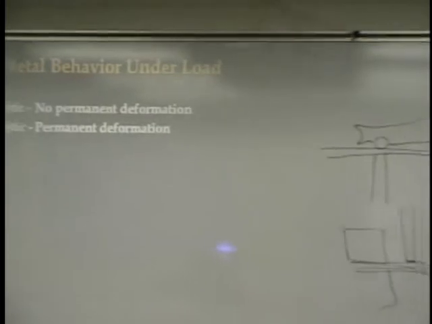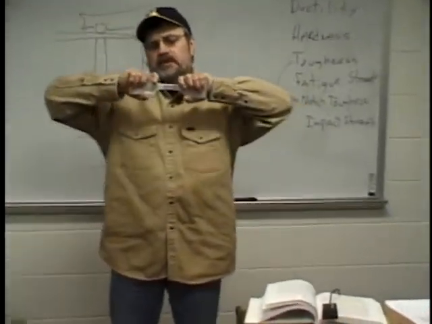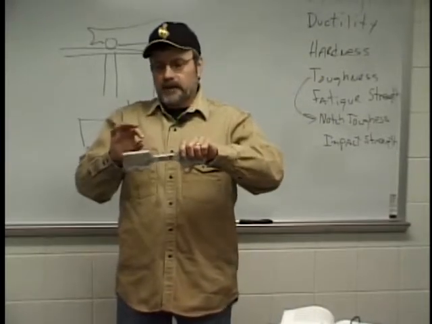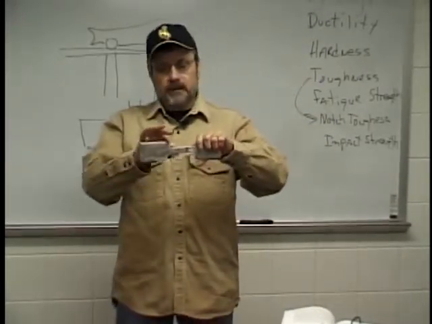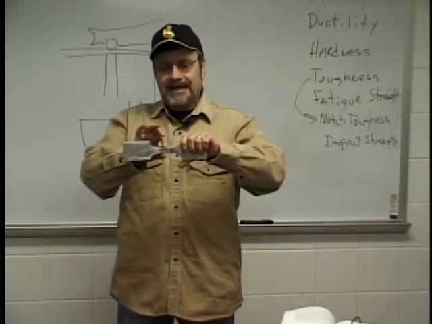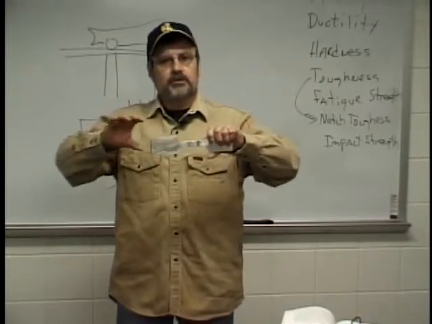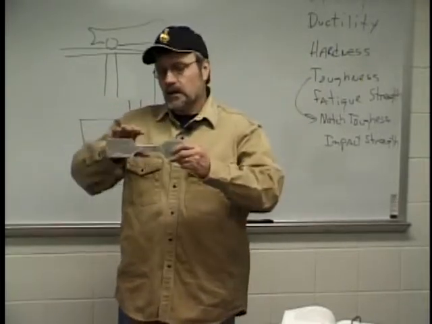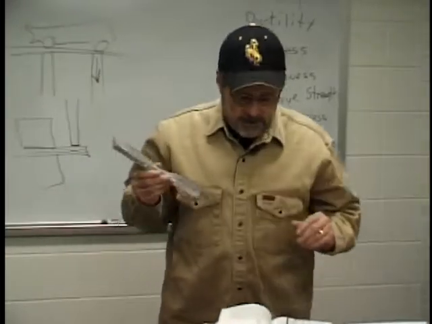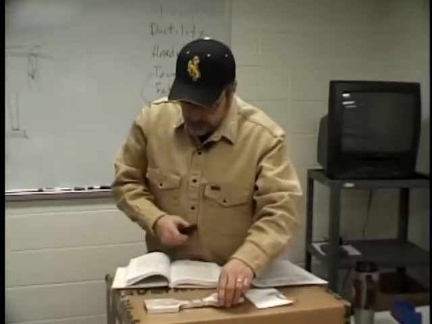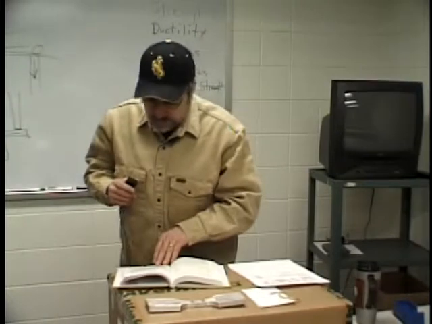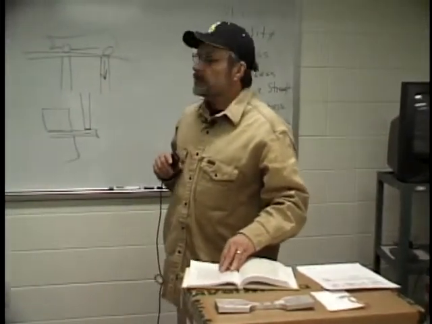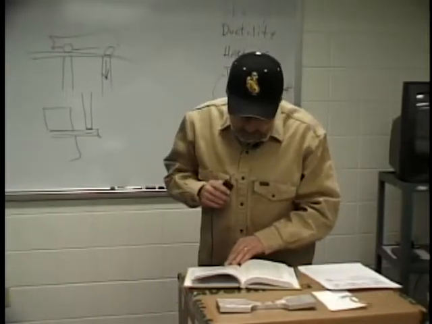If we were to stretch this thing until it failed, we would deform this. It changes from being square, it's going to neck down, and it's also going to grow. So it's going to be what we call a ductile failure. It'll stretch out a little bit, and then it'll eventually fail. And that's two ways of calculating ductility, which we'll get to in just a minute. So make a note: elastic, no permanent deformation; plastic, permanent deformation.